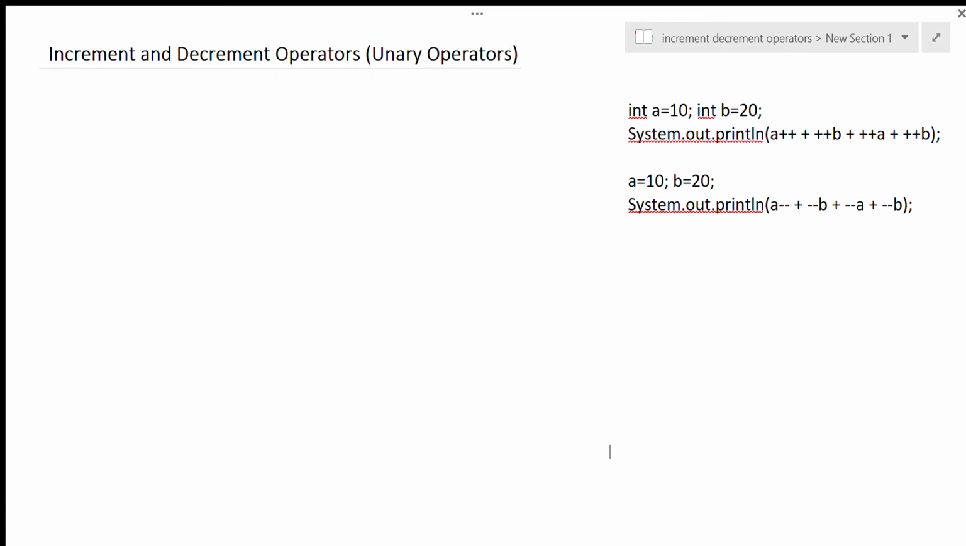Welcome back. Today I will talk about increment and decrement operators. I have already told you about them, but let's discuss them today.